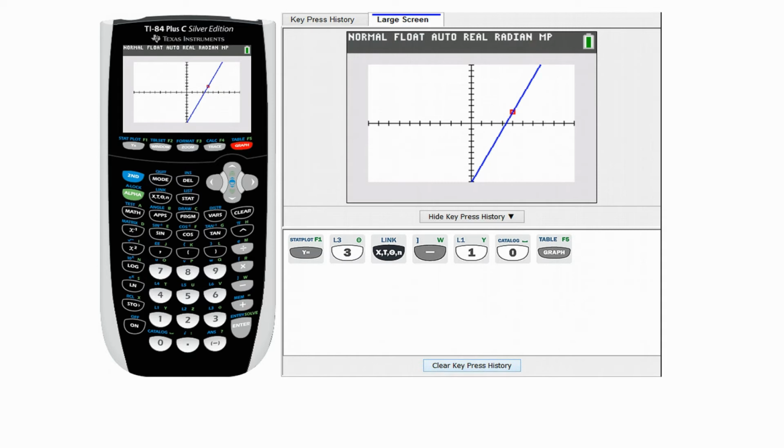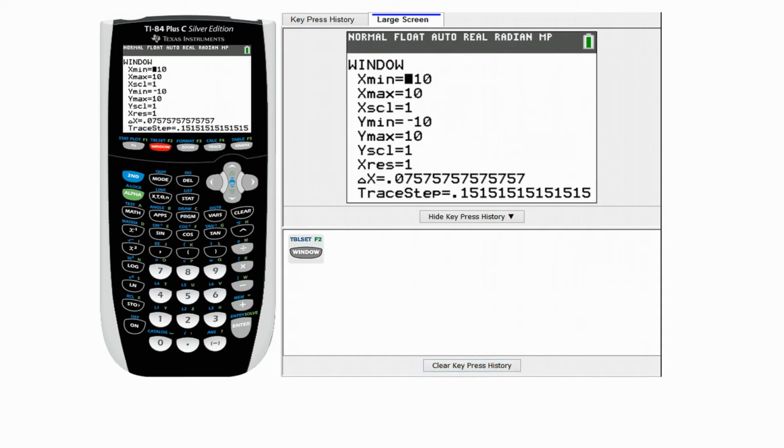Now we can't see both of our points, so we want to press Window. Our x min is at -10, which is fine. Our x max is at 10. Our x scale is 1. Our y min is -10. Our y max is at 10, and that's what we want to change.